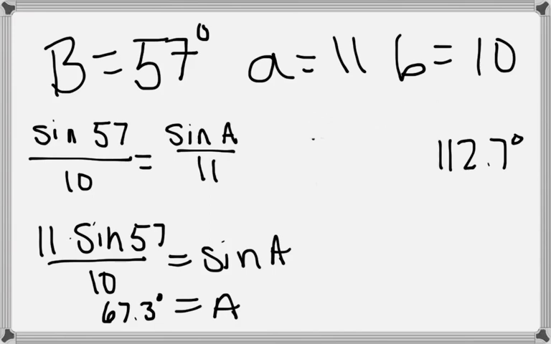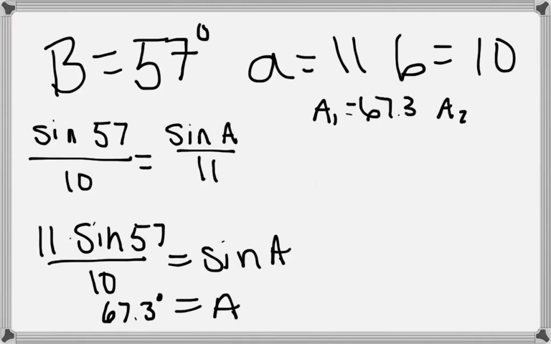So if we go ahead and write this out, let me erase some of this stuff. What we have so far is angle A1 is equal to 67.3. A2 is 112.7. 55.7. We also know that angle B, I'm not going to put a number on that one because it's the same.